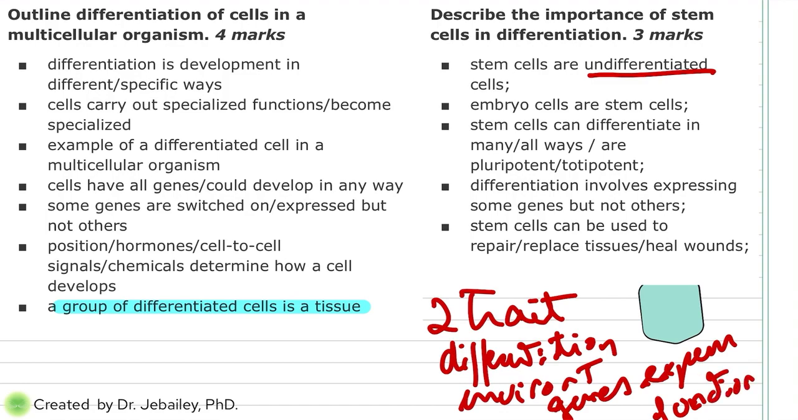And then you talk about location. Where do you find the stem cells? You can find them in the embryo, or you can find adult stem cells in other parts like the bone marrow. And then what is it used for? You can also use them to repair or to treat diseases. So these are the things that you have to mention when it comes to stem cells. If you mention these, you're good to go.